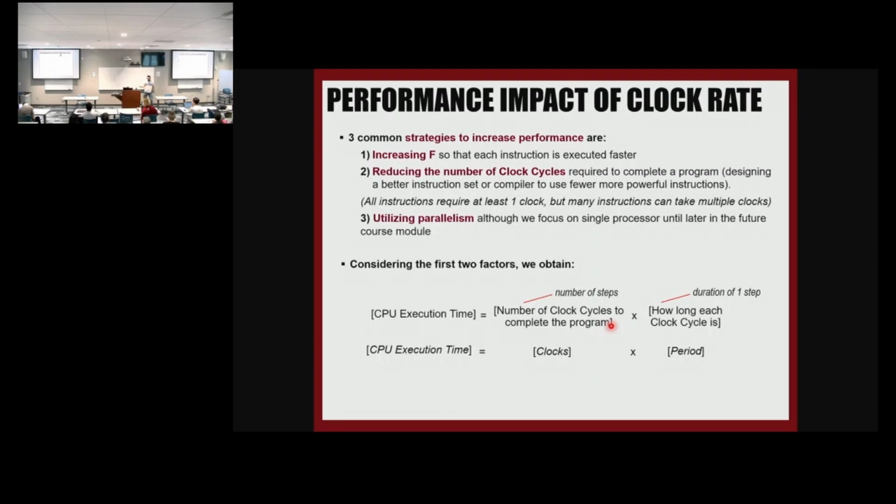with this information, if I want to calculate the CPU execution time, I can use the number of clock cycles that I have for one program. Let's say somehow I have it, and multiply that by clock cycle time. How many clock cycles I need for each program, and how much it takes for 1 clock cycle. How long is 1 clock cycle? If I multiply these 2, I get the execution time. Clocks, multiply by period.